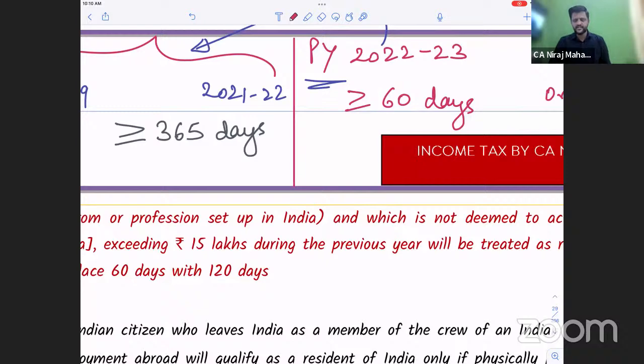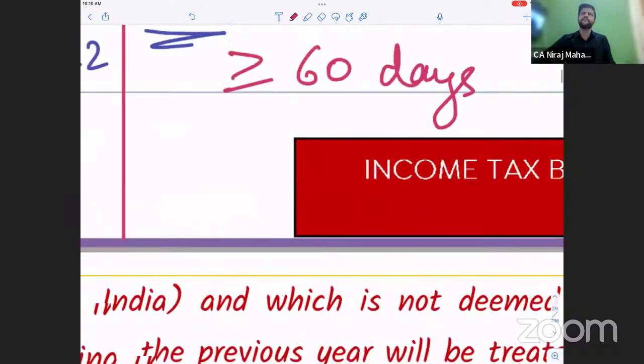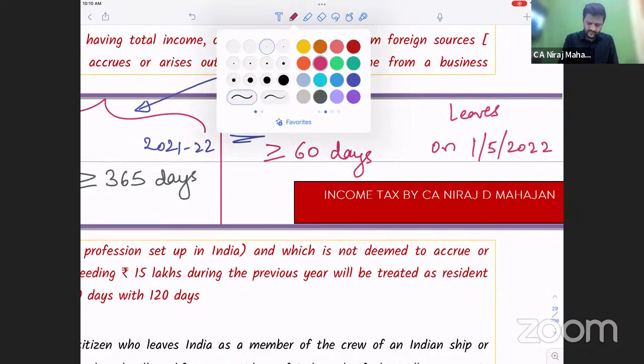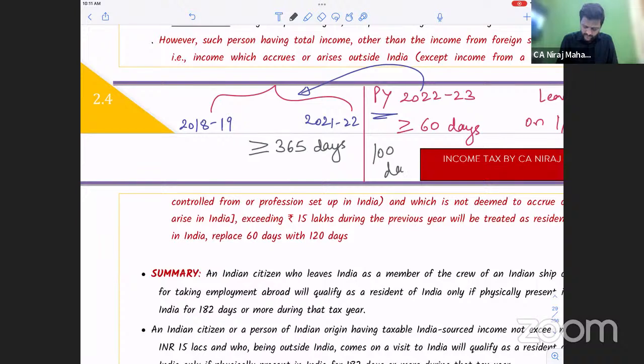No. See, basic condition number 2 talks about 2 things. In the current year, a minimum of 60 days, and in the last 4 years, at least 365 days. So if in the current year it is only 30 days, 45 days, 50 days, he is NR automatically. But take another example: if in the current year he is there for 100 days, but 360 days in the last 4 years, then again NR.